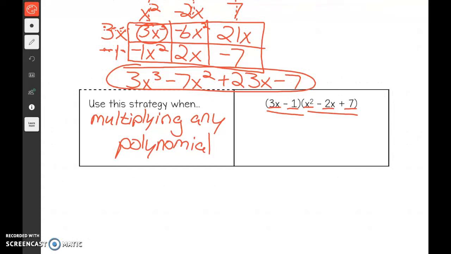So like I said, you're always going to have your first and your last terms, and then normally, not always, but sometimes, you're going to combine these terms diagonally if those variables match up. Okay. So does anybody have any questions about this?